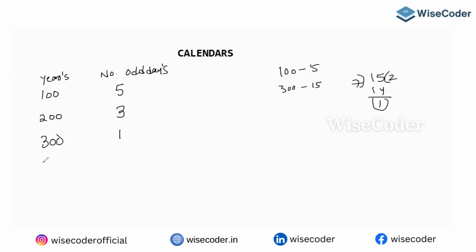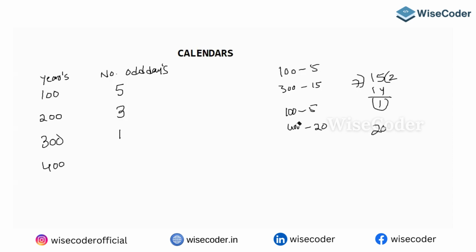On the same note, if I ask you how many odd days 400 years will have? See, 100 years will have 5 odd days, so 400 years will have 20 odd days. Okay, 20 odd days. Don't take the advantage and simply divide 20 by 7. Please be conscious and understand one point.